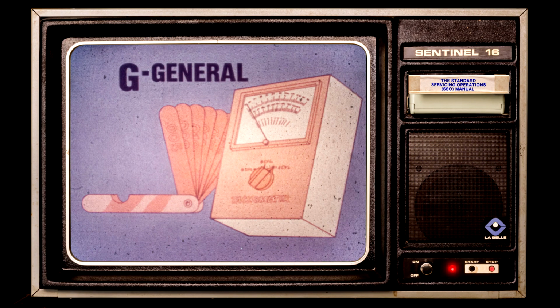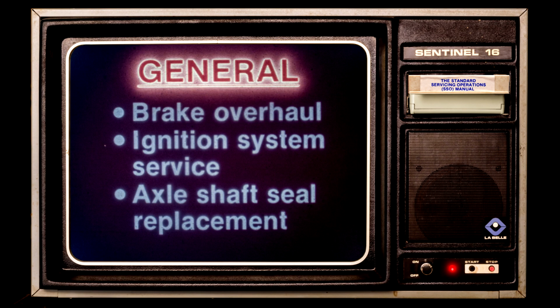Operations termed general call for a normally skilled technician. The technician must still have a thorough understanding of the component, but the component is simpler than those involved in precision-rated operations. A general rating also indicates that simpler measuring devices are used. Examples of general-rated operations are brake overhaul procedures, ignition system service, and axle shaft seal replacement.